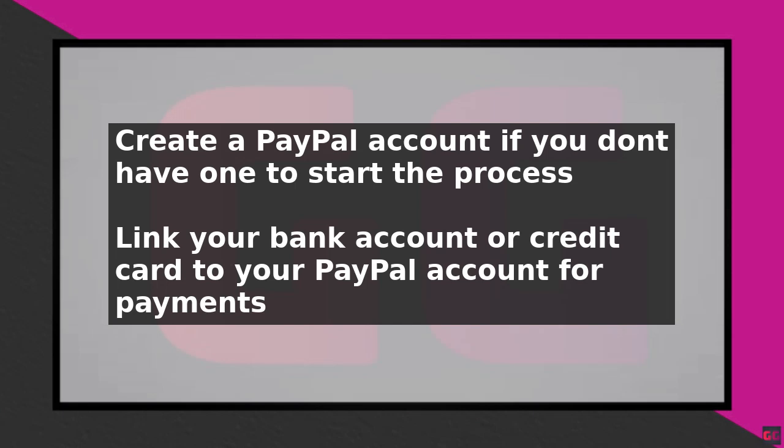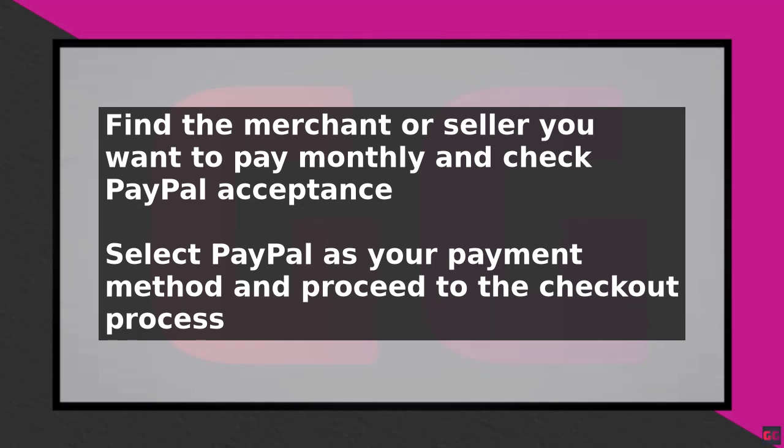First, you need to link your bank account or credit card to your PayPal account. This will be the source of your monthly payments. To do this, log in to your PayPal account and click on the Wallet tab, then click on Link a Card or Bank and follow the instructions to add your payment method.